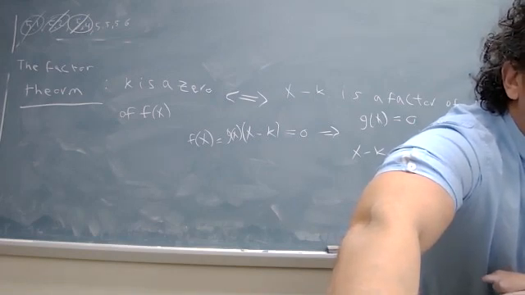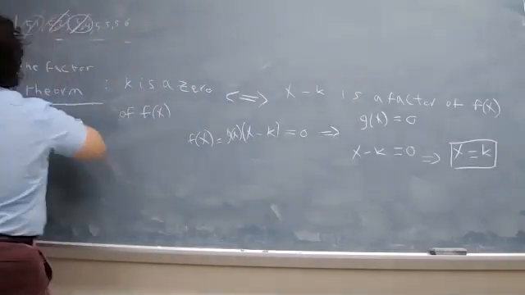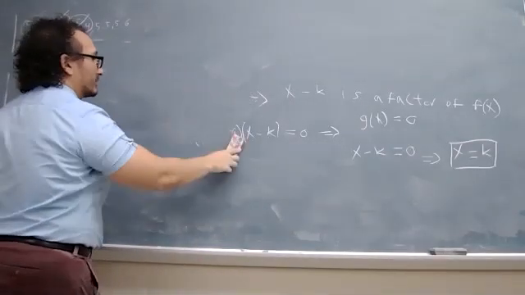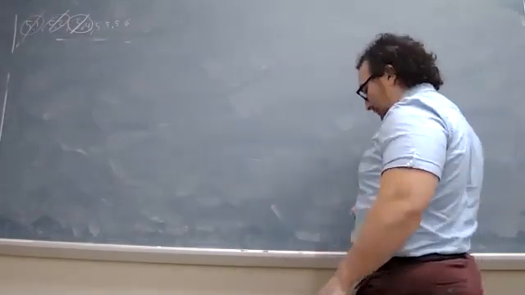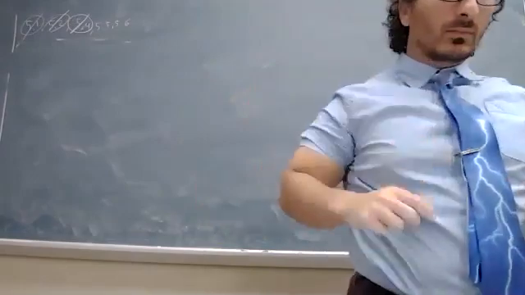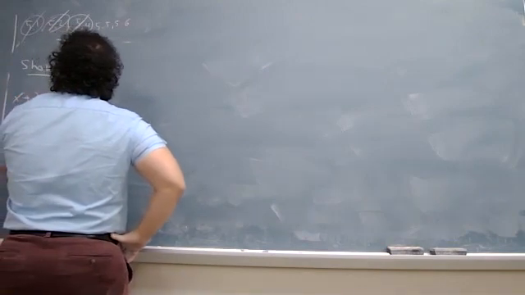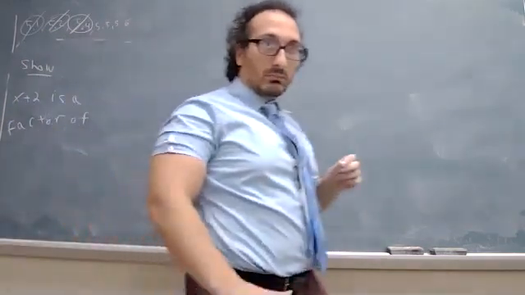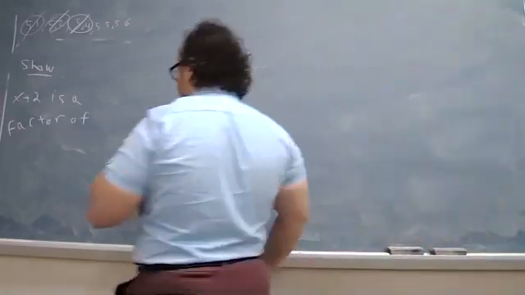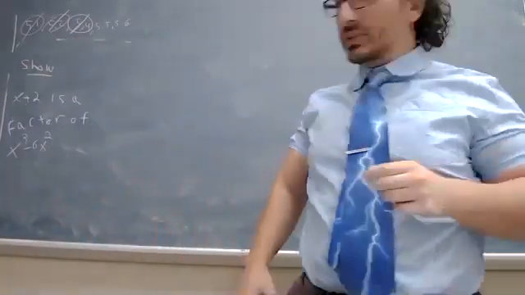So why don't we use the factor theorem to find the zeros of a polynomial function? Let's show that x plus 2 is a factor of x cubed minus 6x squared minus x plus 30.